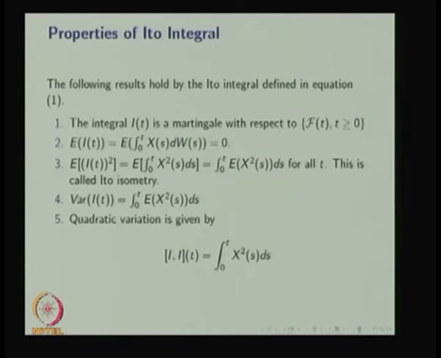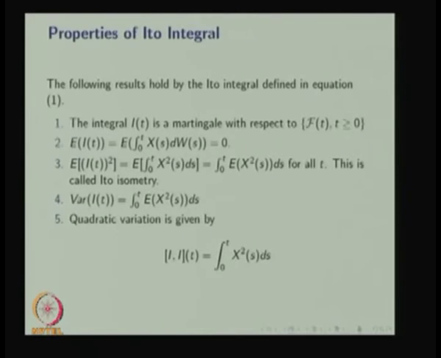Here I am not giving the proof, but I have discussed what properties have to be verified. Second property: the expectation of I(t) is the same as the expectation of the integral from 0, by the definition, which will be 0. Since it is a martingale, it will have a constant mean. Therefore, the expectation of I(t) is the same as the expectation of I(0), and you know how to evaluate that; it will be 0.